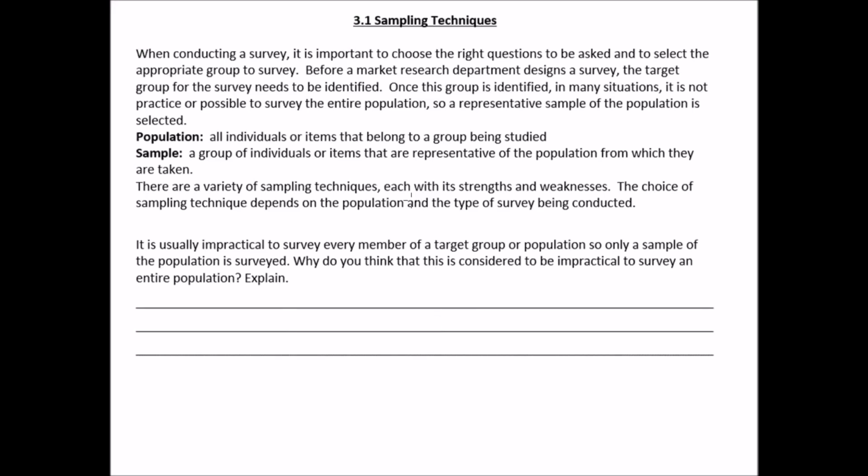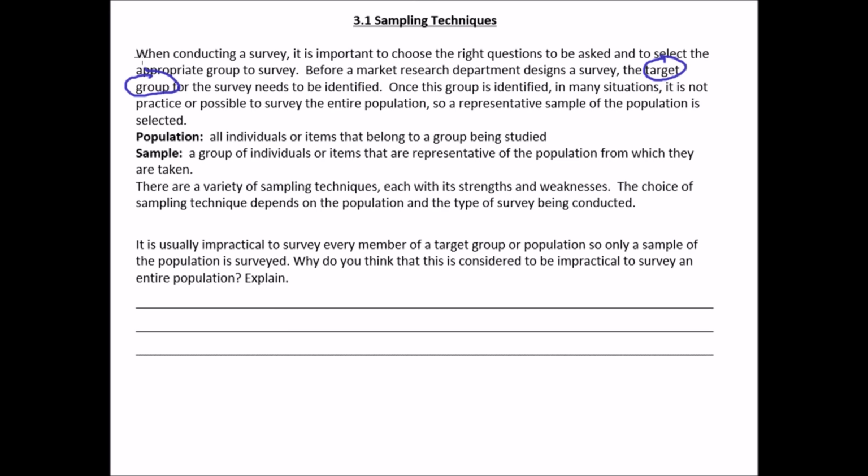3.1 Sampling Techniques. When conducting a survey, it's important to choose the right questions to be asked and to select the appropriate group to survey. Before a market research department designs a survey, the target group for the survey needs to be identified. Basically, what they're looking for is who are we going to survey and why? Why are we surveying that group of people?